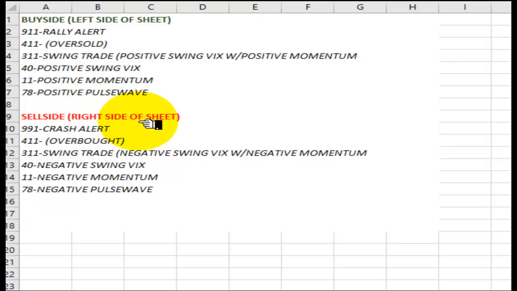Likewise, on the sell side, which is the right side of the sheet, 911 is a crash alert. 411 is overbought. 311 is a swing trade where you have a negative swing VIX with a negative momentum. 40 is negative swing VIX. 11 is negative momentum. And 78 is negative pulse wave. We will go more in depth into this in our later tutorials. But for now, we're dealing with how to play the gap. So let's go back over here to our advanced filter tab.